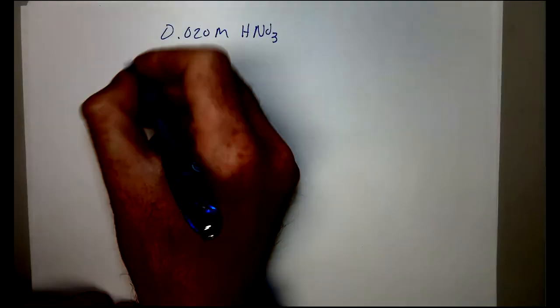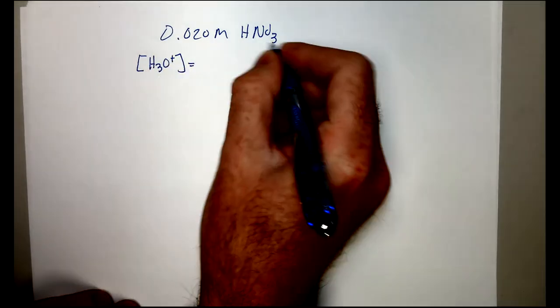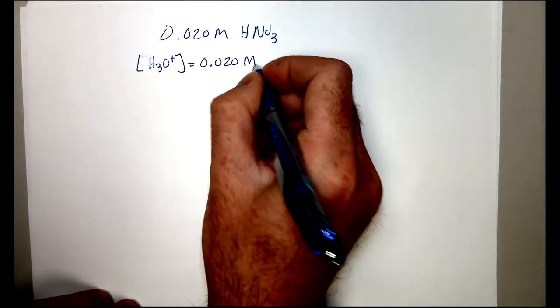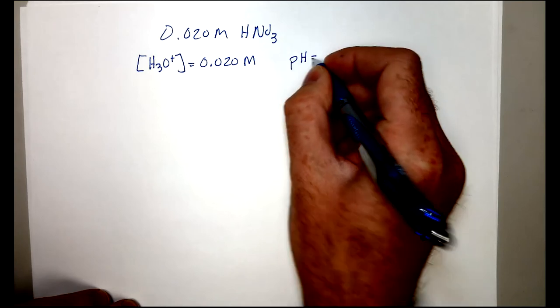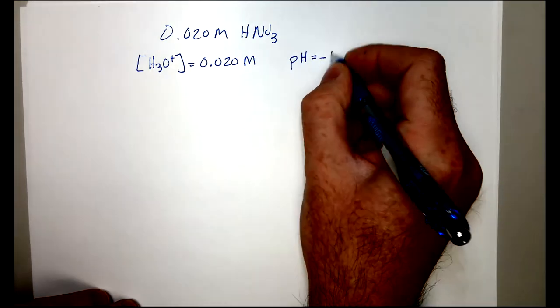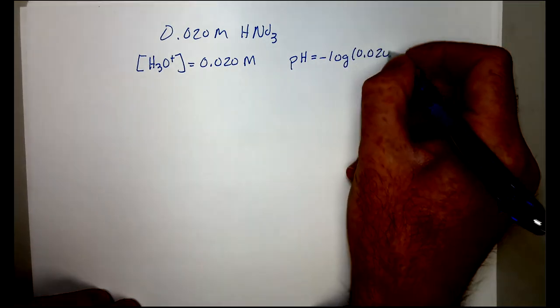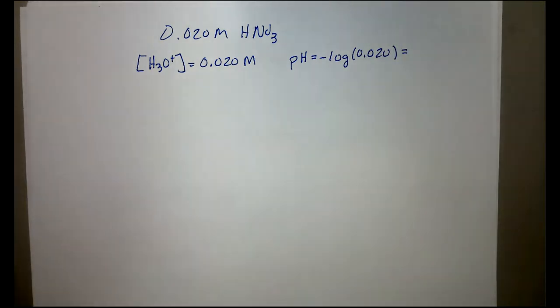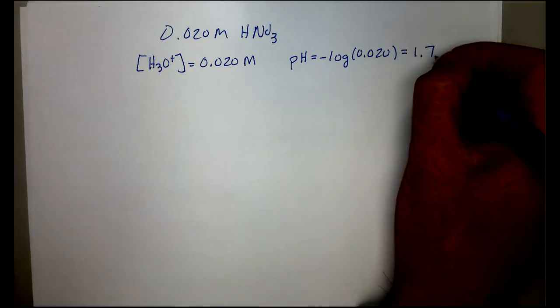Since I'm talking about a strong acid, HNO3, what I know is that the H3O+ concentration is 0.020 molar. Now, I can get the pH from that. You can go about this more than one way. So we're going to take the negative log of that, and that'll be 1.7.